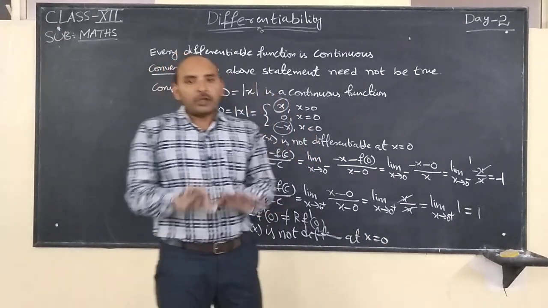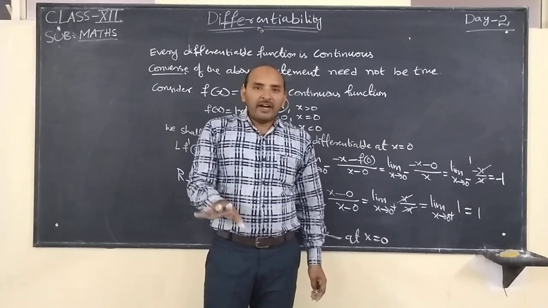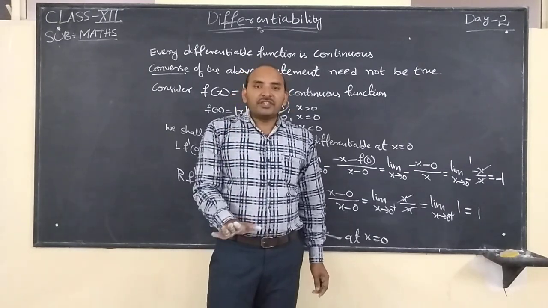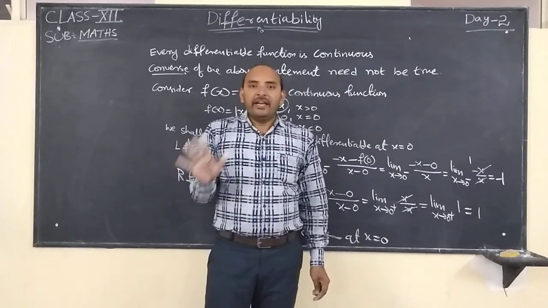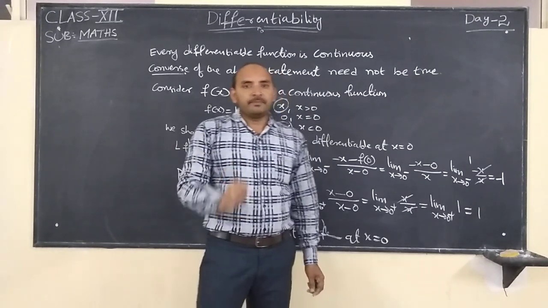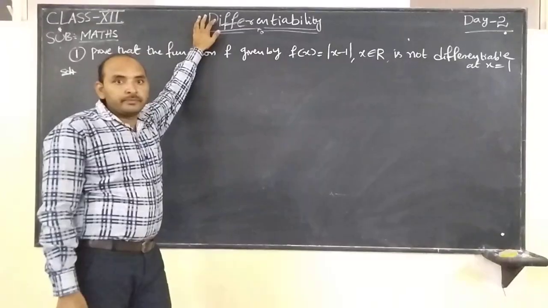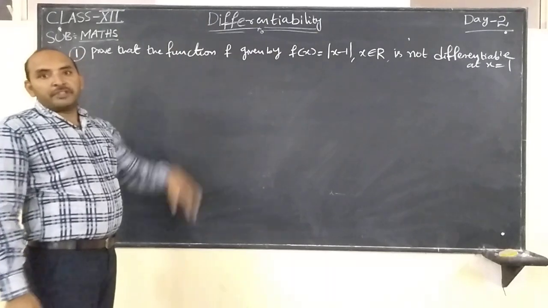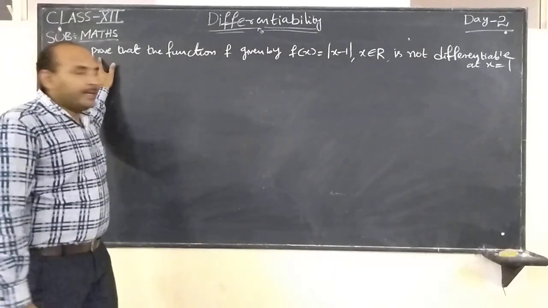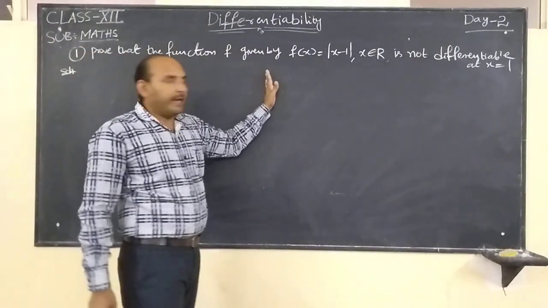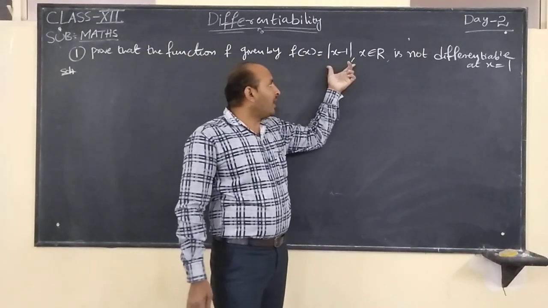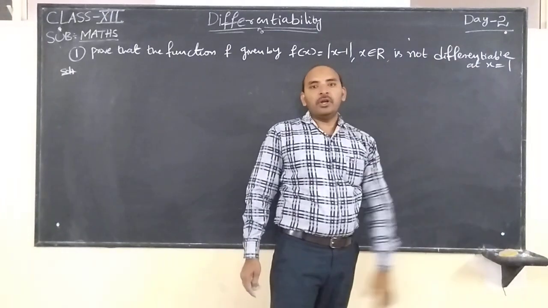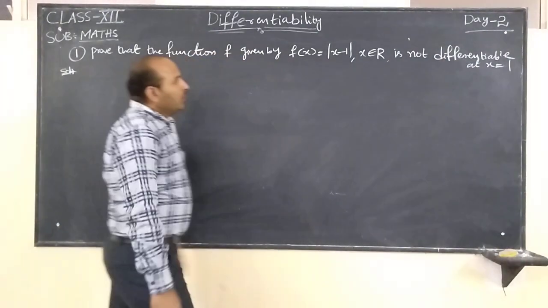So what you observe in the theorem: every differentiable function is continuous, but every continuous function need not be a differentiable function. So now we will do one problem based on differentiability. Prove that the function f given by f of x is equal to modulus x minus 1, x belongs to R, is not differentiable at x is equal to 1.